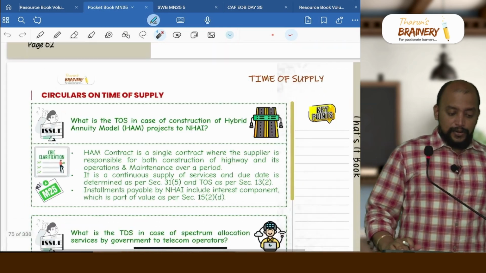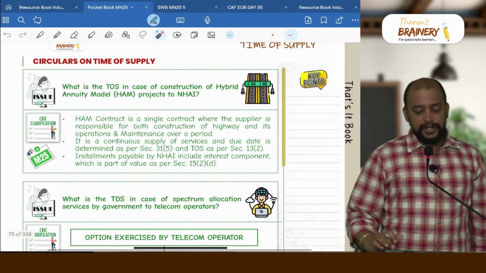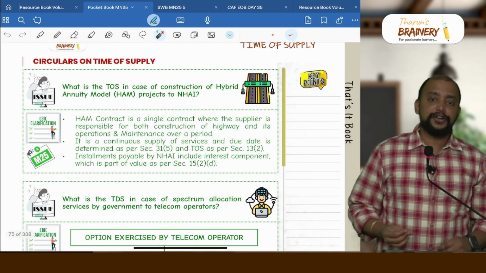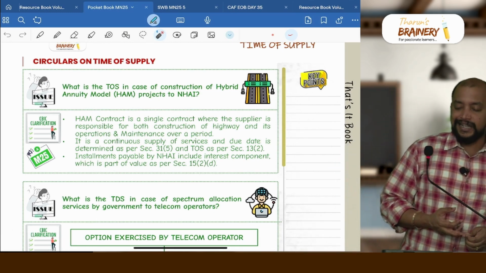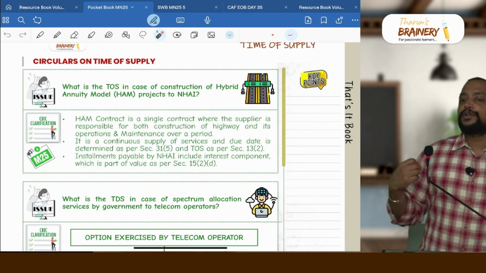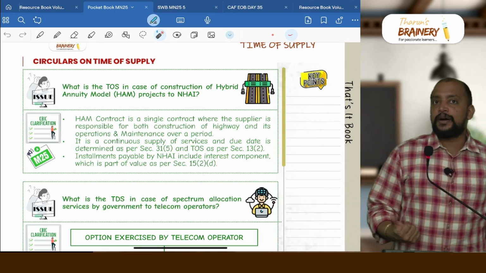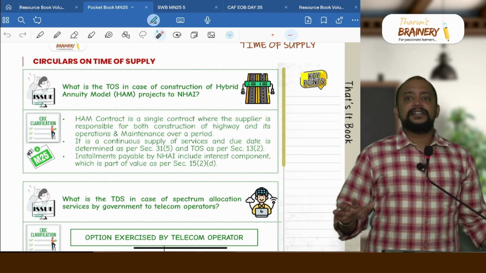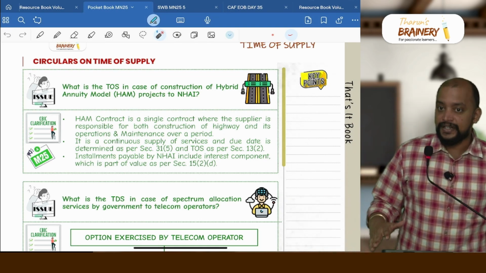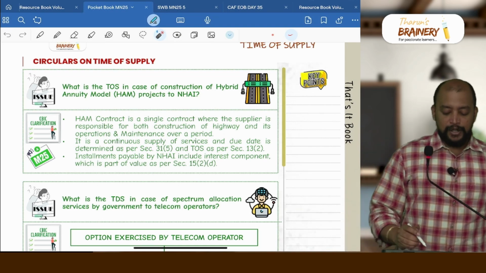Then circulars on time of supply. What is the time of supply in case of construction of HAM projects, hybrid annuity model projects, for NHAI? Basically in a hybrid annuity model project, what will happen? We will be doing the construction and we will also do the maintenance, and we will be recovering money from the government in annuities. So that is the best case of continuous supply of services, because it is a service which takes more than 3 months to complete and involves periodic payment obligation.